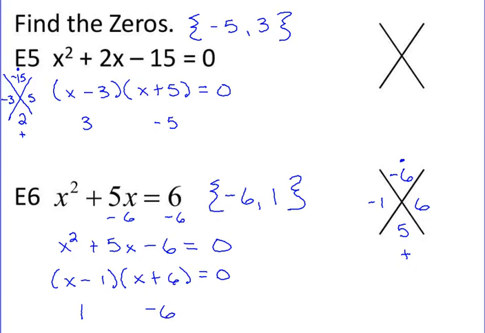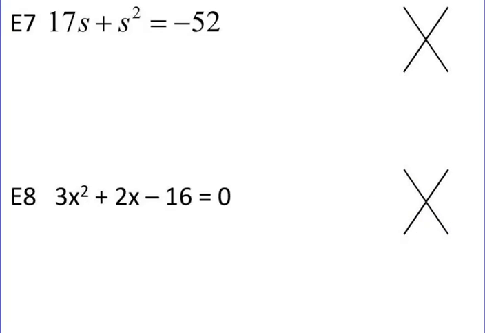Types of problems. We have another one. Now this one has all the parts of a quadratic, but it's not in standard form at all. It's not equal to 0. The s squared doesn't come first, so let's rearrange it before we do anything. If we add 52 to both sides, and we put it as s squared plus 17s plus 52 equals 0, then it's in that standard form.